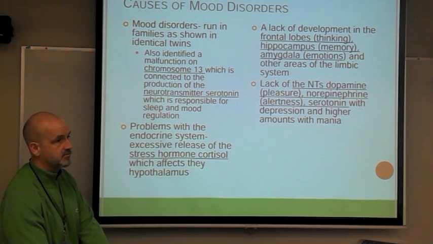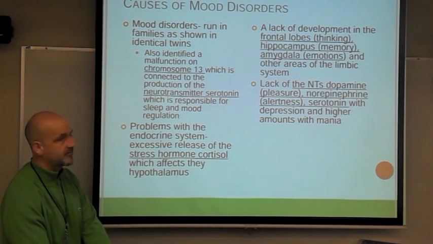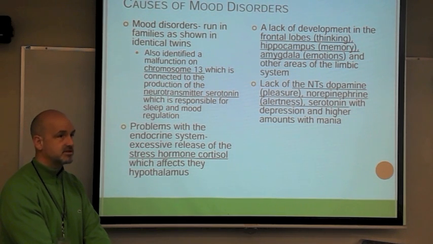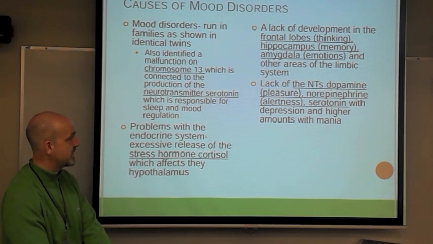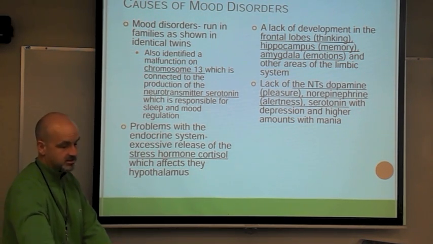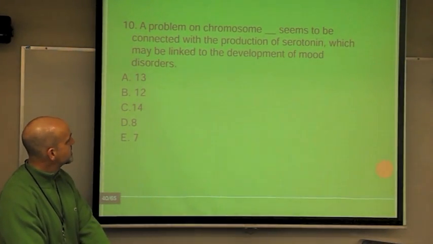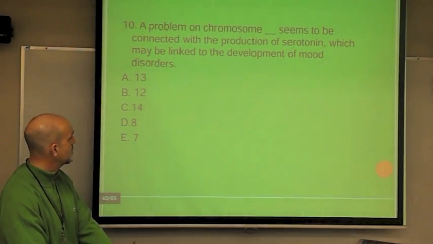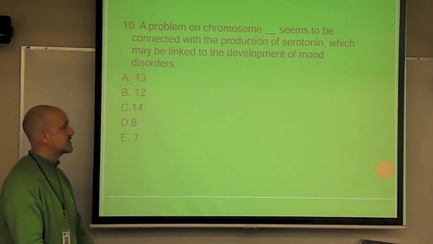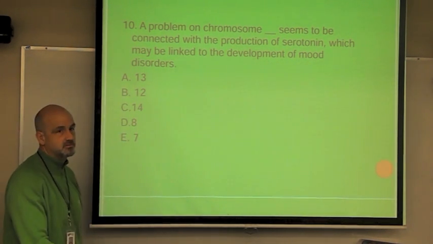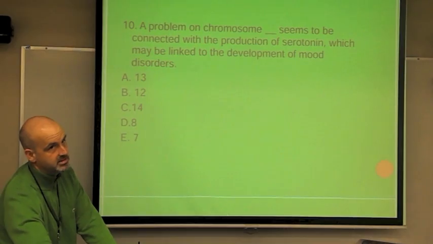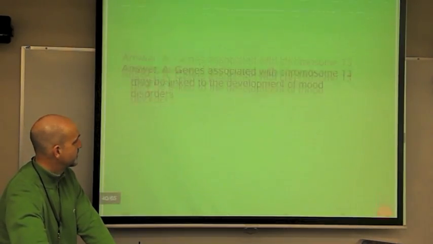Dopamine is a neurotransmitter involved with pleasure. Norepinephrine is involved with alertness, so obviously they don't have as much in terms of excitement, so often people with major depression have a lack of norepinephrine, and people with bipolar have too much norepinephrine. And then we talked about serotonin. Now, a problem with a chromosome seems to be connected with the production of serotonin. This probably will never be a question on the national exam, but just for memorization purposes, that's 13, which is connected with the production of serotonin.